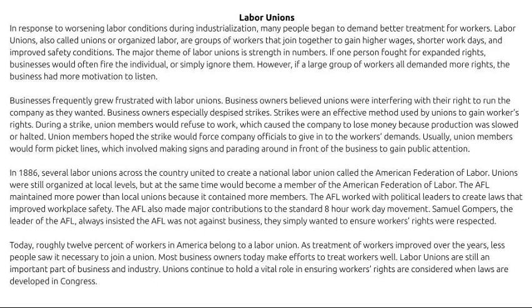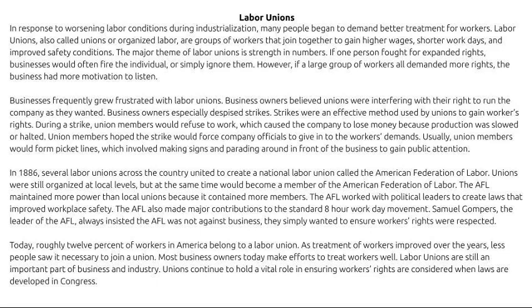If one person fought for expanded rights, businesses would often fire the individual or simply ignore them. However, if a large group of workers all demanded more rights, the business had more motivation to listen. Businesses frequently grew frustrated with labor unions. Business owners believed unions were interfering with their right to run the company as they wanted. Business owners especially despised strikes.